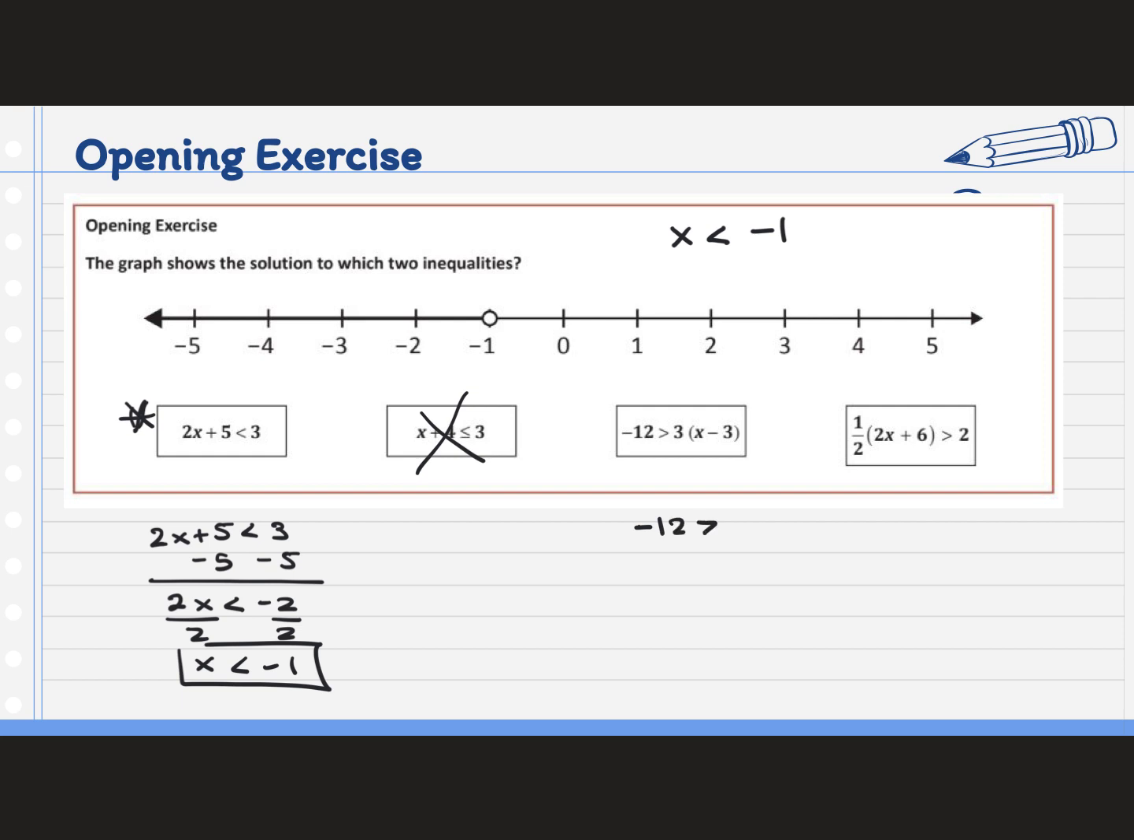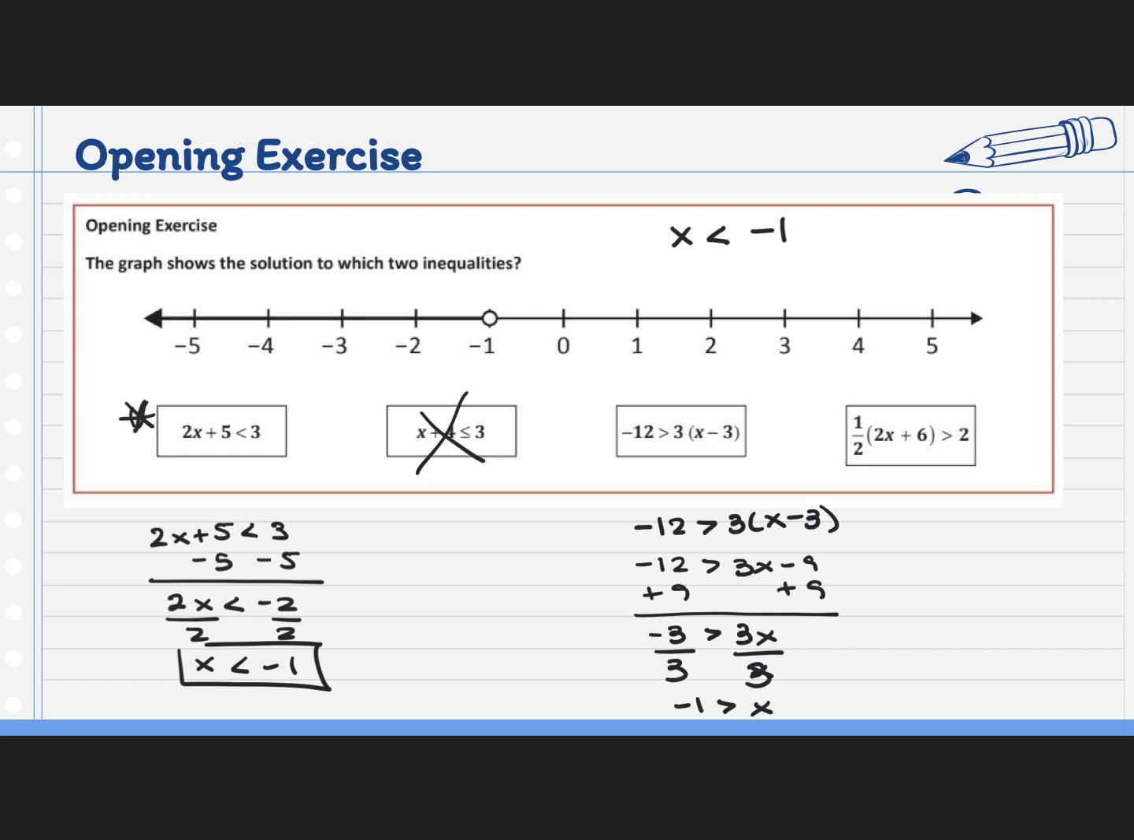We have -12 is greater than 3 times x minus 3. So I'm going to distribute. So I have -12 is greater than 3x minus 9. I'm going to add 9 to both sides. And I get -3 is greater than 3x. Divide both sides by 3, not x. And I get -1 is greater than x.